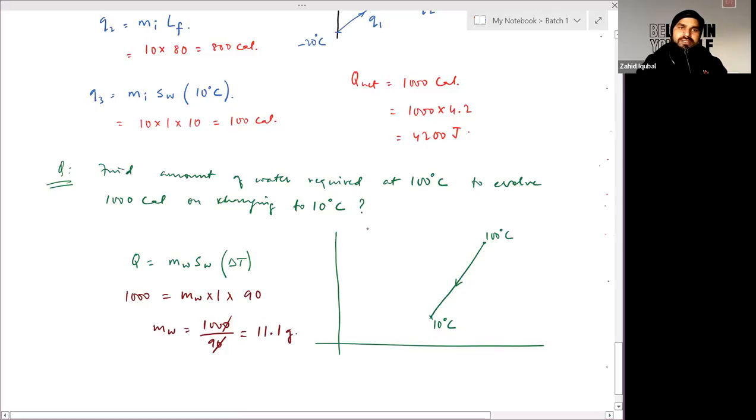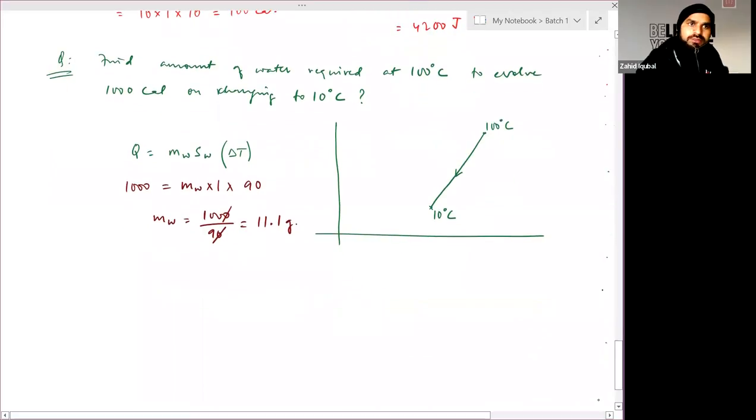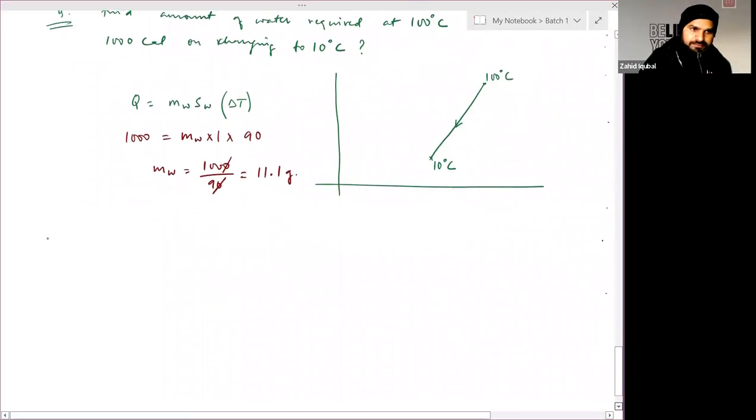So if you mix those two questions together, you'll say: at what temperature, or find the mass of water required to change 10 gram of ice, which is initially at minus 20 degrees Celsius, to convert it to 10 degrees Celsius at equilibrium? Or let me give you another question for these types.